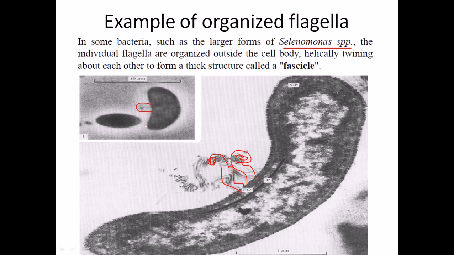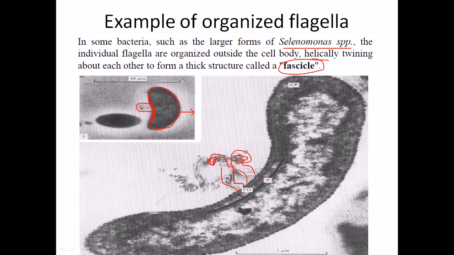By doing this, they can maintain their characteristic shape. As you can see, at the site of their flagellar arrangement, there is a curvature they can create. So this curvature creation and their movement can easily be done using this kind of flagellar assembly, which is called a fascicle. So in the case of this Selenomonas species, we can find the arrangement of their flagella is like a fascicle.